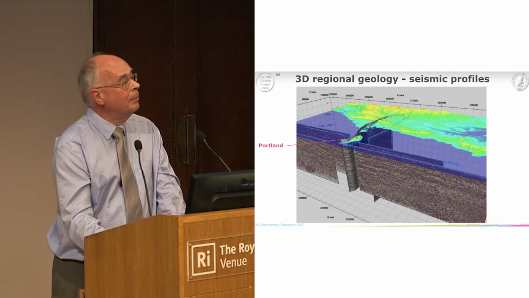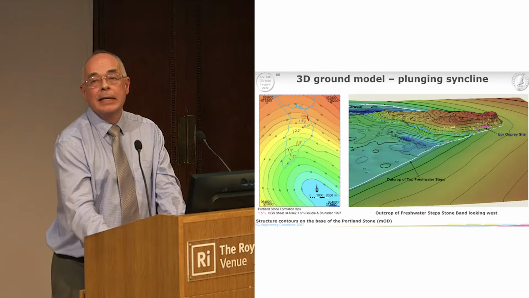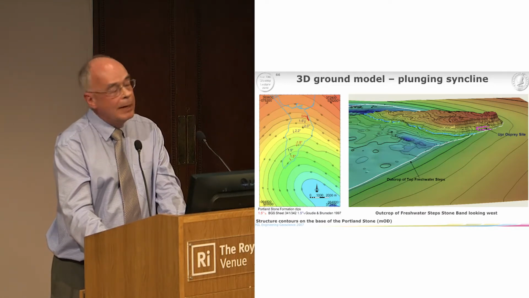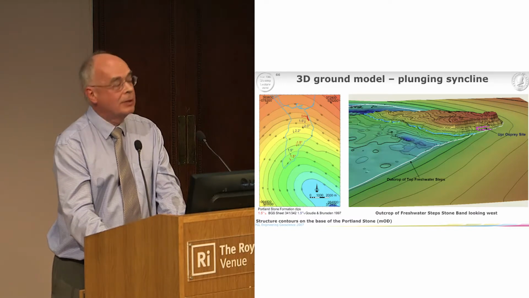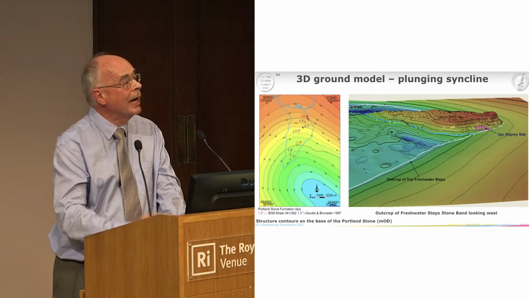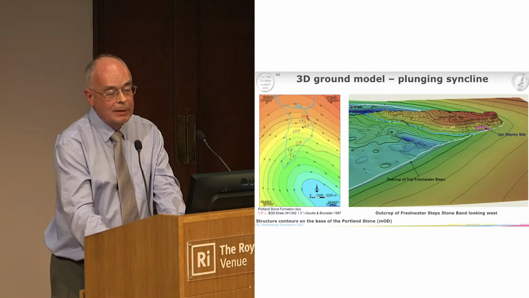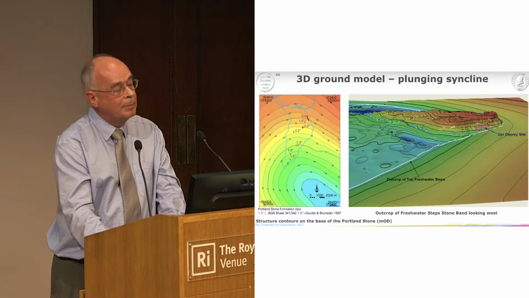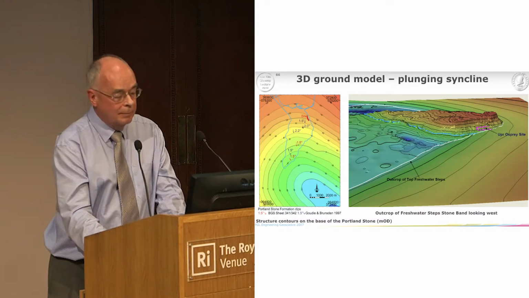And by combining this data with a number of other data sets from BGS and other organisations, the modelers were able to produce a 3D model based on structure contours on a number of particular marker beds. And the picture on the right-hand side is an oblique view of the site showing the top of one of these markers. And on the left-hand side is a plan showing the structure contours on the Portland stone.